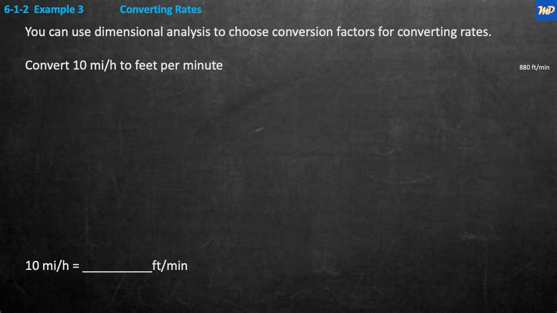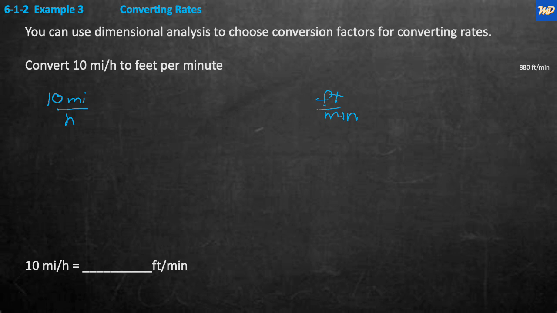Example 3, converting rates. You can use dimensional analysis to choose conversion factors for converting rates. So let's convert 10 miles per hour to feet per minute. So there's going to be two conversions. We have to convert hours into minutes and miles into feet. So how do we do that?